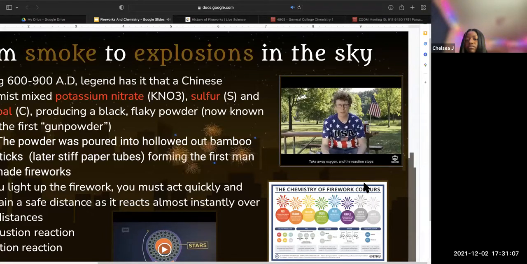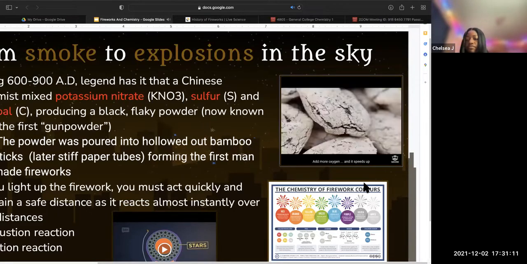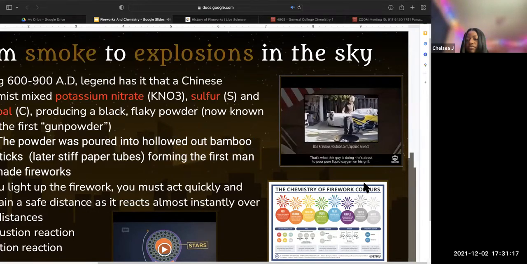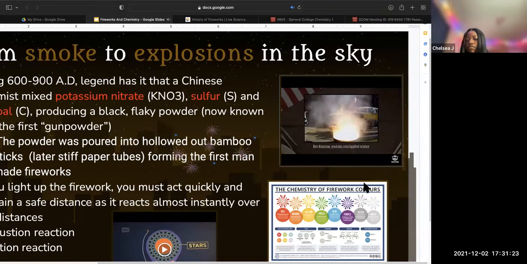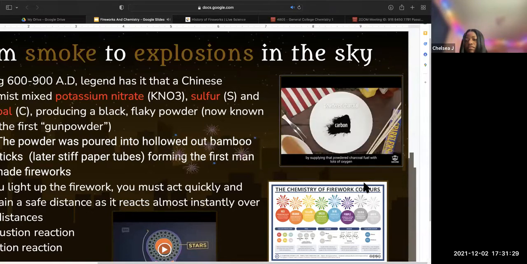Take away the oxygen and the reaction stops. Add more oxygen and it speeds up. And if you add even more, something explosive happens. That's what this guy is doing. He's about to pour liquid oxygen on his grill. This is pretty much what fireworks do. They supercharge their combustion reaction by supplying that powdered charcoal fuel with lots of oxygen.